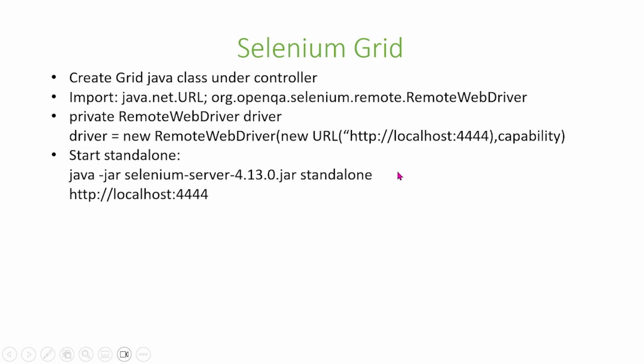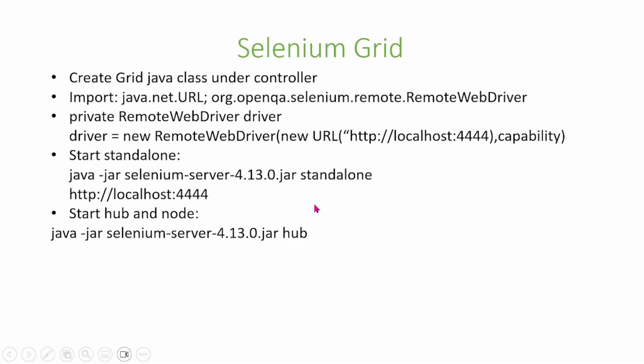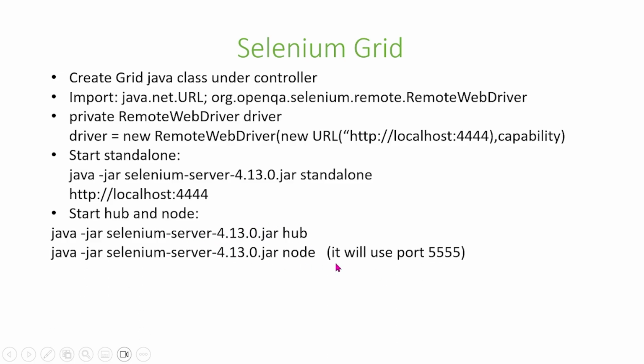If you wanted to start it as a standalone process, then you would use this command here. And this is for if you want to start a hub and node, you would use this command right here with the file downloaded from the GitHub. And this is for nodes. So the first one is for hub, the second one is for nodes. And this is basically specifying the port that you want the node to be on. Default is 5555.